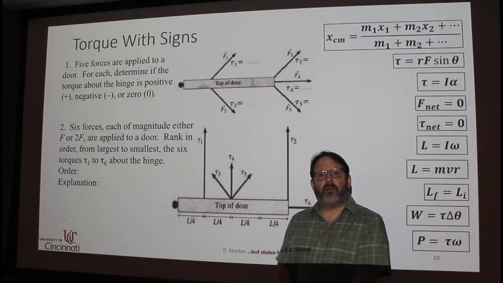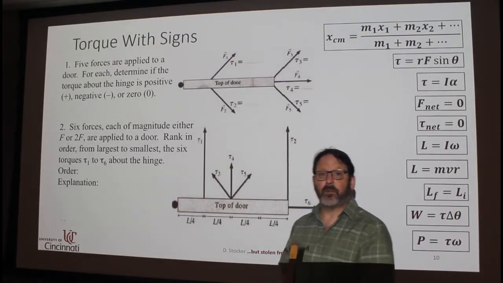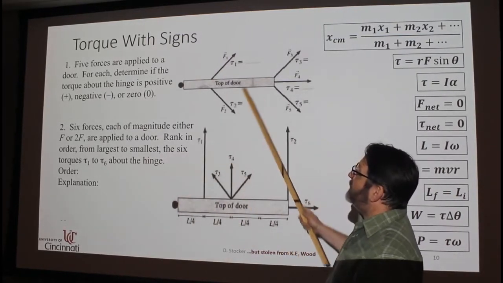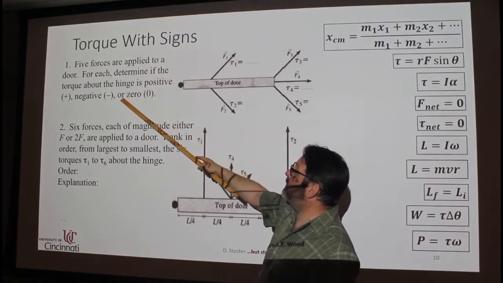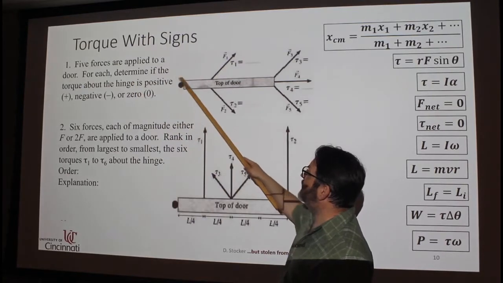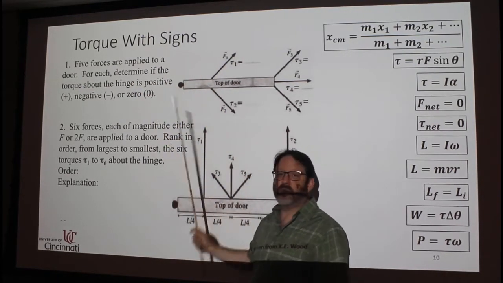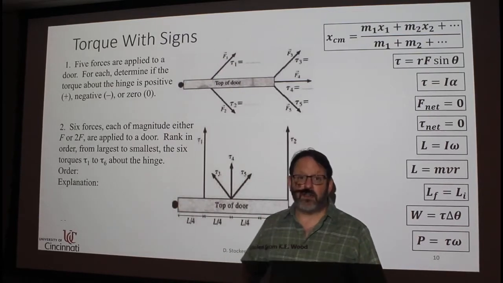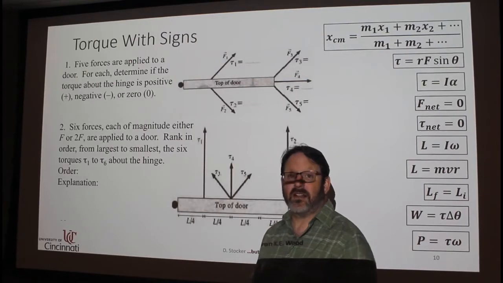In this video, I will compare the directions and magnitudes of several different torques created by forces on a door. In this one, 5 forces are applied to a door. For each one, I want to determine whether the torque about the hinge is positive, negative, or 0. Remember, the positive direction is counterclockwise, and the negative direction is clockwise.